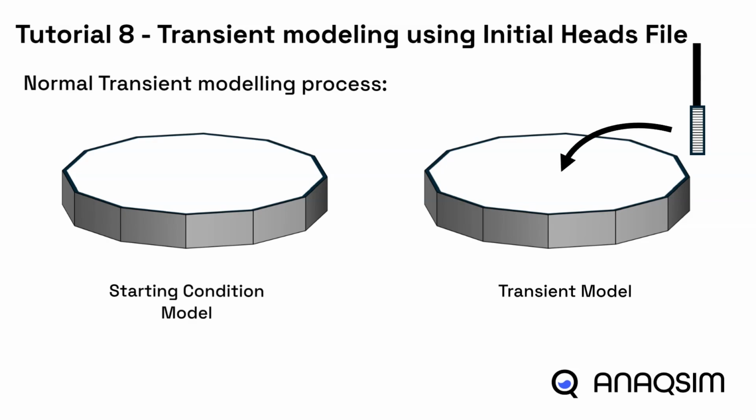In the previous tutorial, I showed you a shortcut method to substitute the starting condition model with average heads, and we discussed how that approach was suitable for simple site-scale models. However, for many simulations, especially regional scale models, you'll need to take the conventional approach of creating both models separately and then linking them together. This tutorial explains how to do just that.